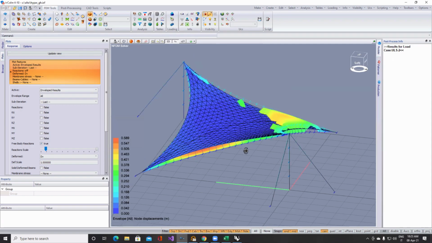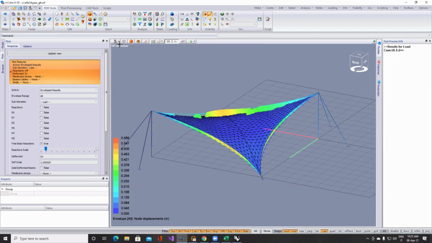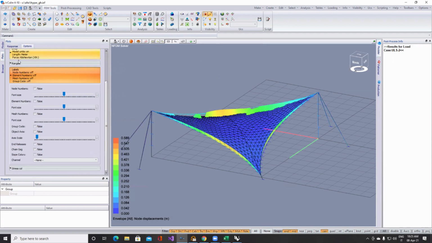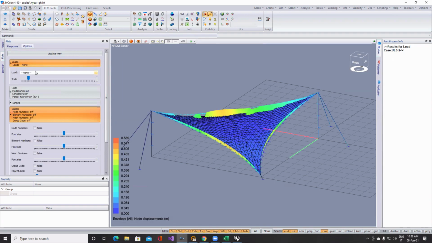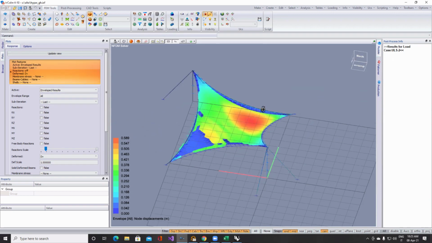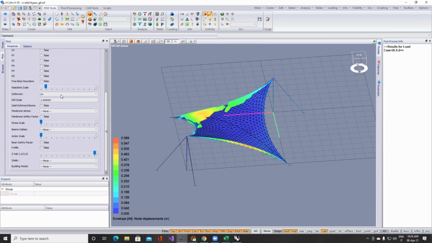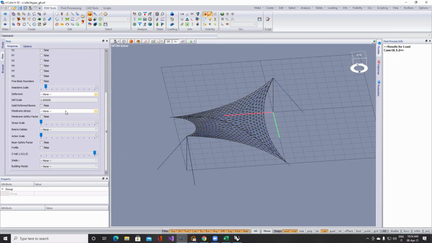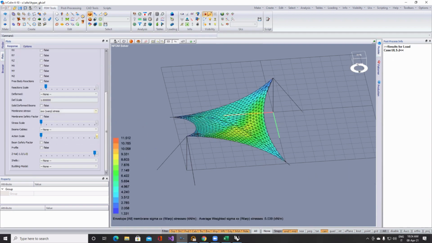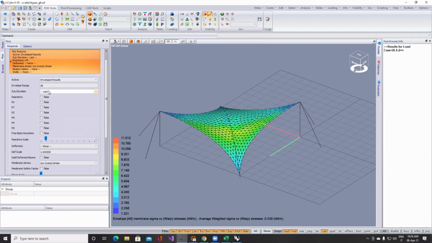If we want to look at the envelopes, options, take off the load mode, envelope results, take off these. What is the blue here? I don't want that. I want to look at the envelope membrane stresses. Okay, so we choose the stresses that we want to show. We choose the envelope results.